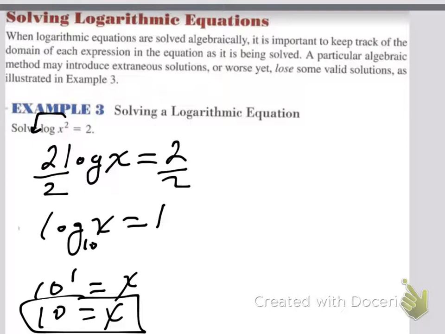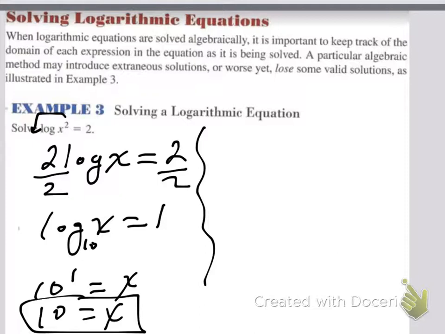Right, so with this method, the issue is one of my solutions becomes lost, and that would be x equaling negative 10. So why does it become lost? Why do we lose it?